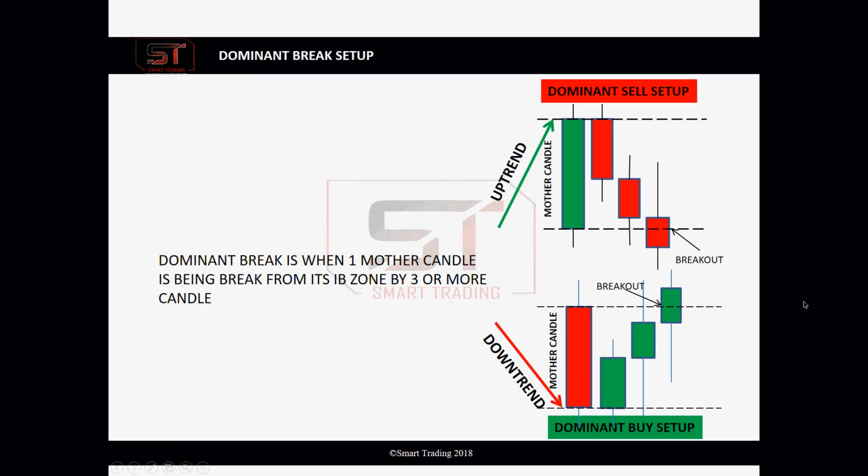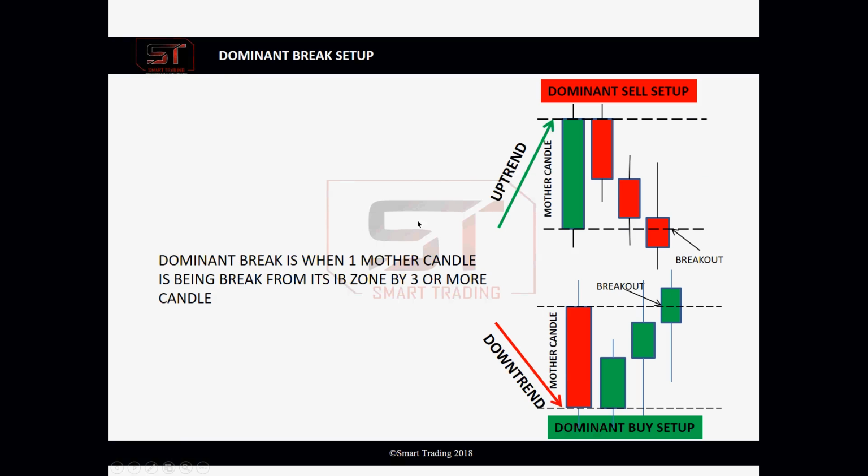So let's talk about dominant break setup. I'm just going to finish these 2 setups for you guys, and then later on we'll move on to the charts. We can look into what has happened since Friday, so we can look up for some of the sell setups. We can do some examples as well.